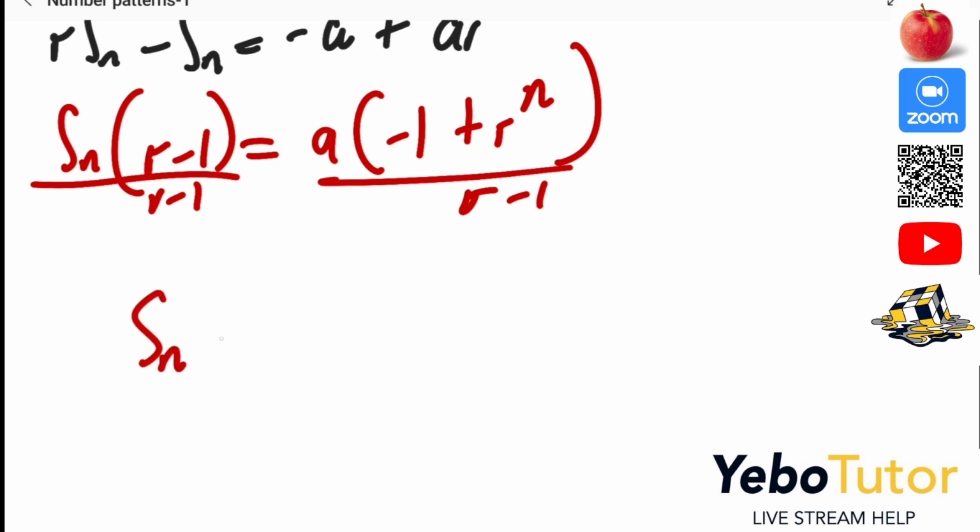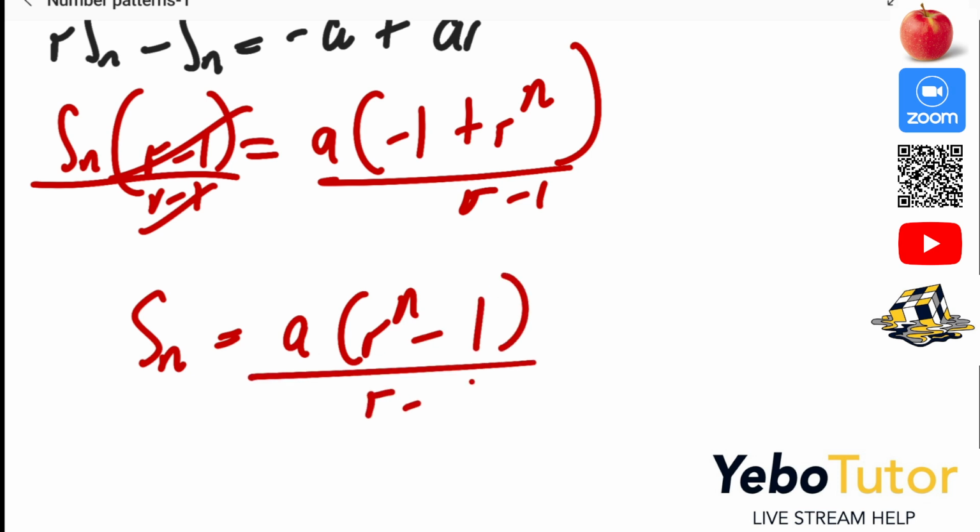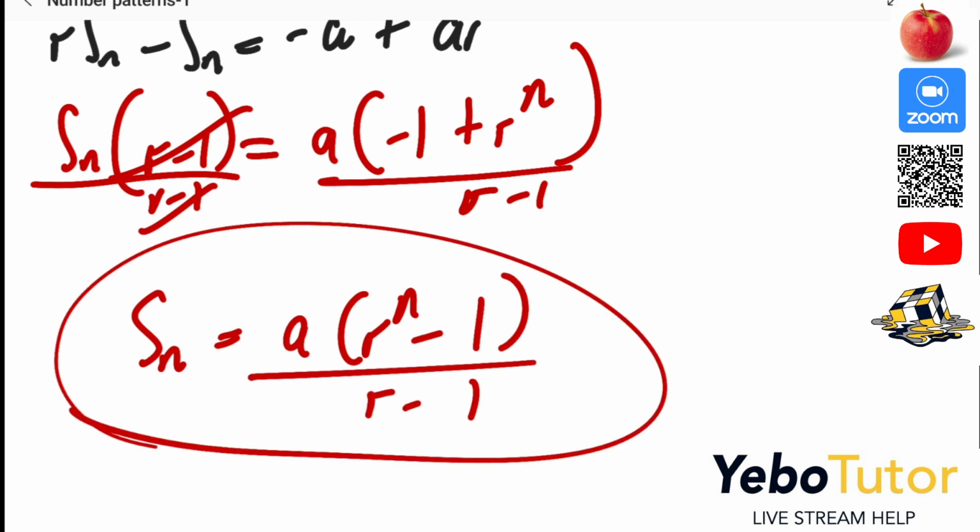Then your Sn will be equal to a(r^n - 1) divided by (r - 1), and we can see this is when r is greater than 1. So this is just the proof. It's simple and straightforward, as you can see, this is how we can get the proper answer in this specific geometric sequence which we have.